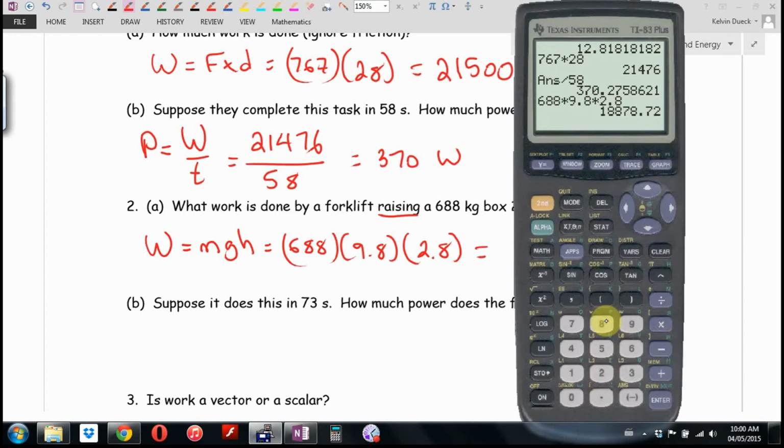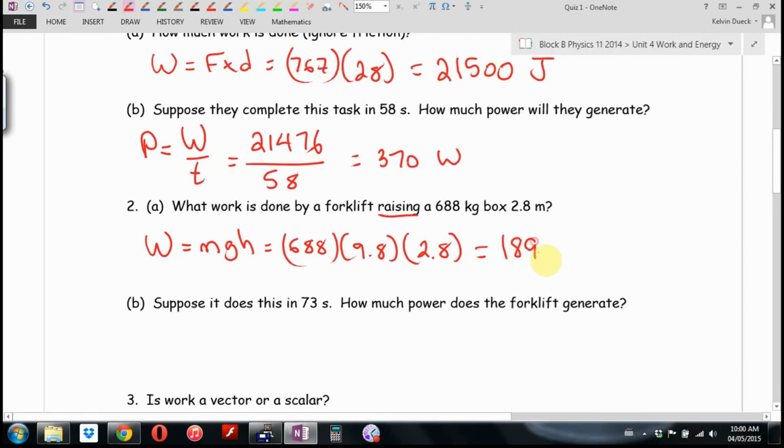And I get 18,878.7. I'll go 18,900 joules of work. Again, 1 mark, half mark off if you forgot the units or got the wrong units.